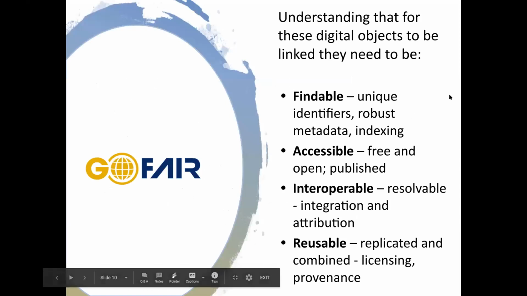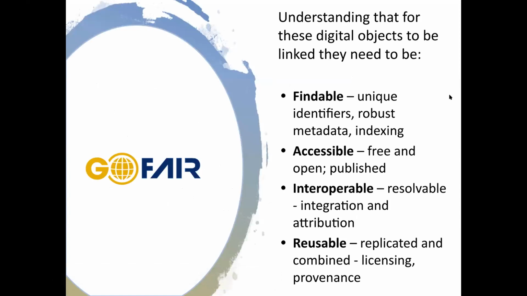But there is an understanding in the extended specimen concept that these digital objects obviously need to be FAIR. They need to be findable, they need to be accessible, they need to be interoperable, and they need to be reusable. Findable in terms of they need to have unique identifiers and robust metadata that define those particular objects. And they need to be indexed in order for them to be found. They need to be accessible. Obviously, this information needs to be published, and it needs to be free and open in order for it to be able to be found and linked to other objects in the chain.